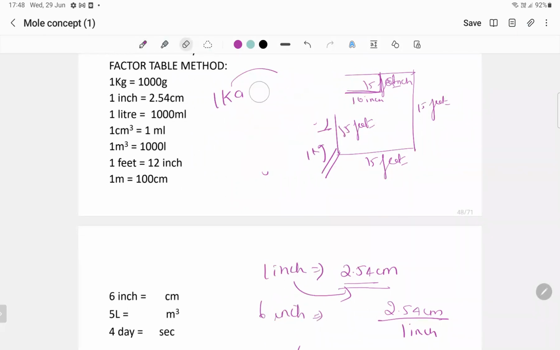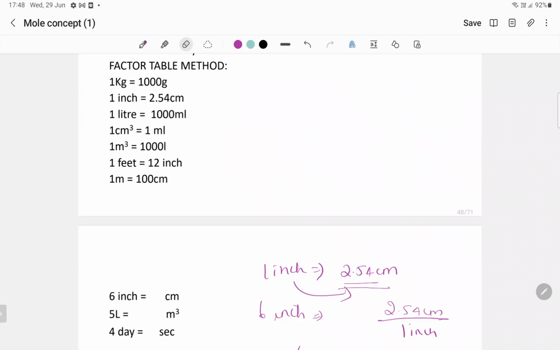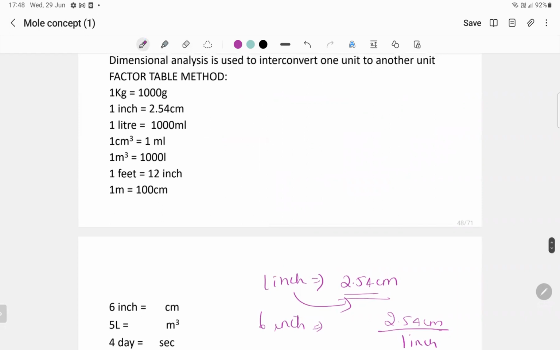Who's saying the answer? Okay, you just try. 5,000 liter. How did you convert? 5 into 10 to the power minus 3, right? Shall I do the conversion?